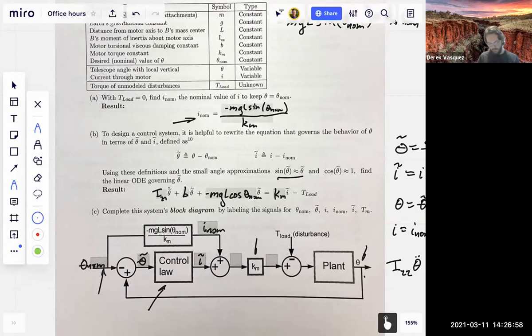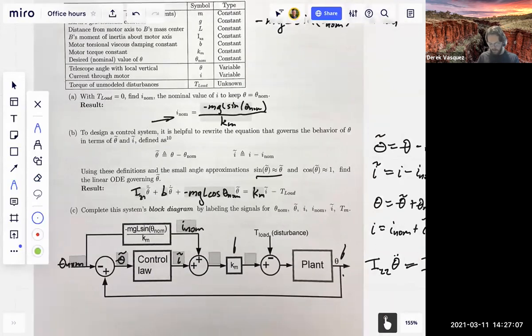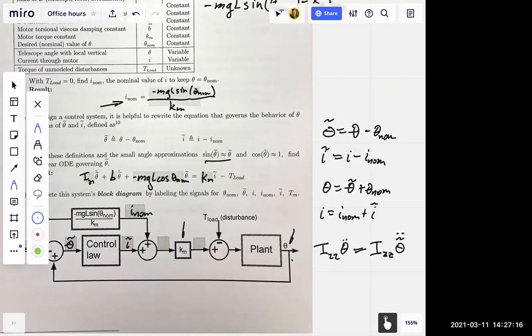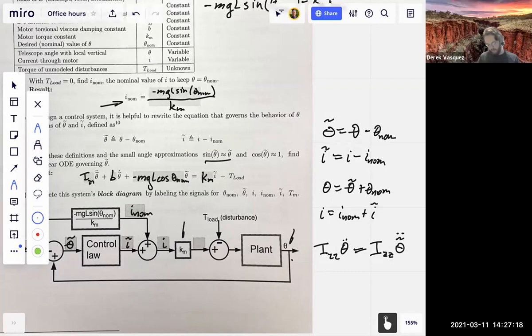So then we have this summing junction here. After the control law and that I tilde, that goes into a summing junction. I nominal also goes into that summing junction. So what is I tilde plus I nominal going to give us? Just I. That's exactly right. It's just going to give us I. And then you multiply I by Km, and what is that going to be?